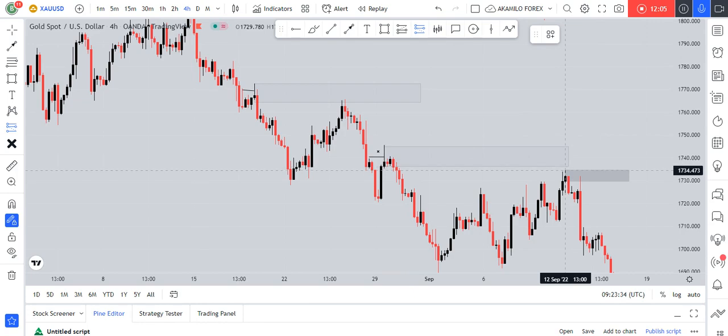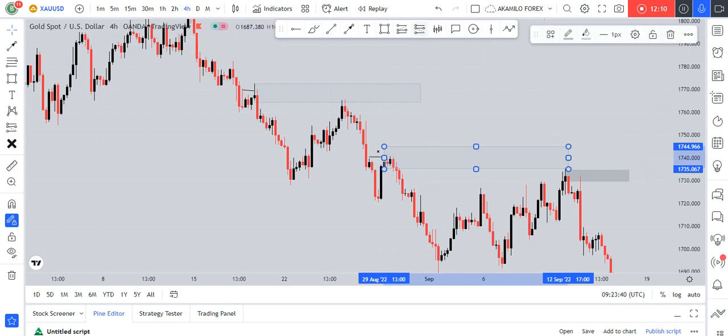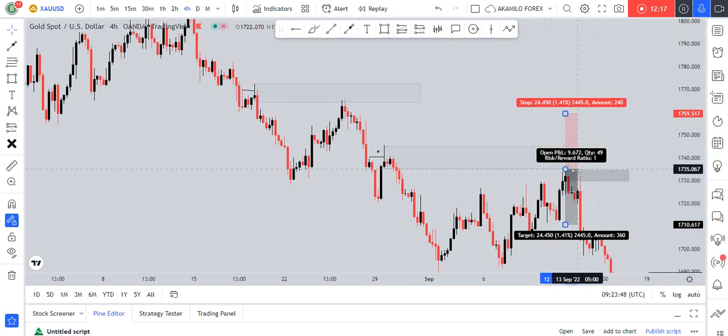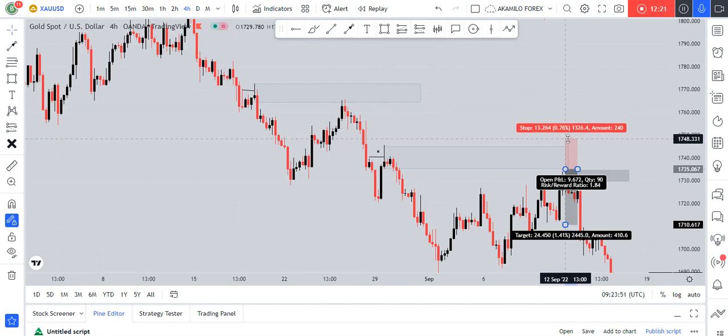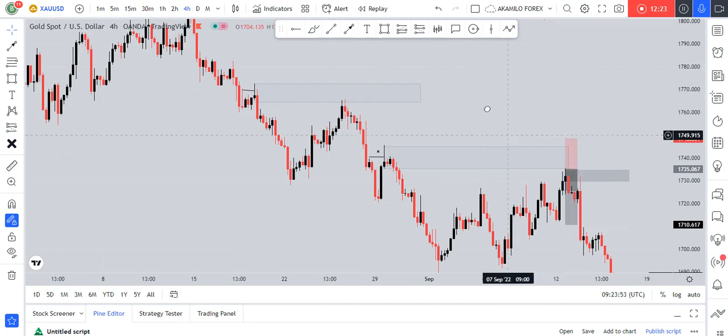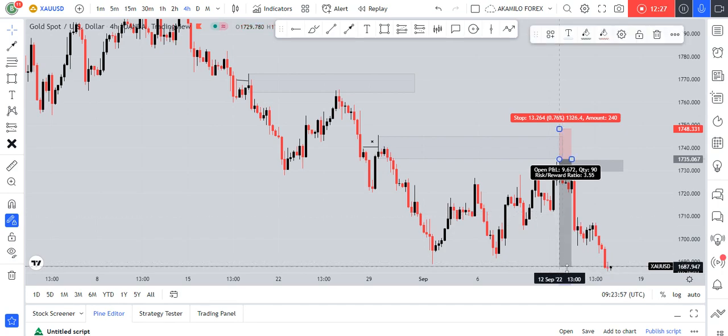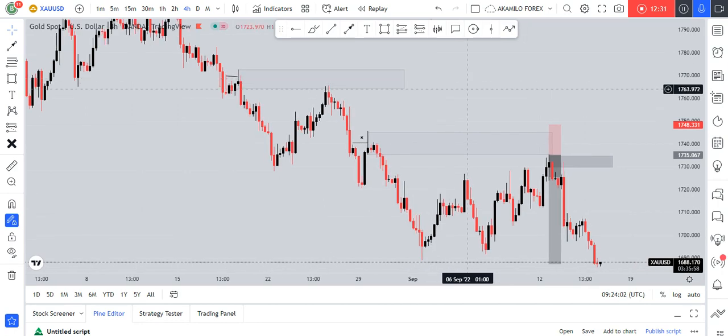We take our position from the wick, and that gives us a nice sniper entrance. So we have this wick, and our stop loss was just above that candle, and then we take our position here to the downside.